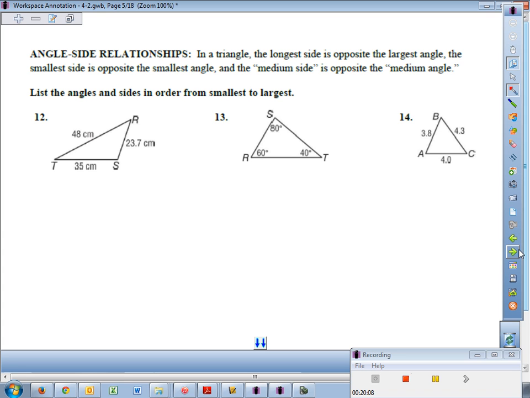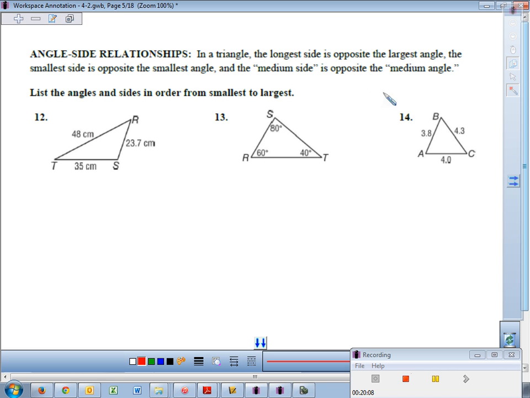Angle-side relationships. They get together so well. Super simple. In a triangle, the longest side is opposite the largest angle, right? It's just a rule. When you make a triangle, the largest side that you've got, right across from that, will be the largest angle, and so on. The smallest side is opposite the smallest angle, and the medium side, the one in the middle, is opposite the medium angle. List the angles and sides in order from smallest to largest.